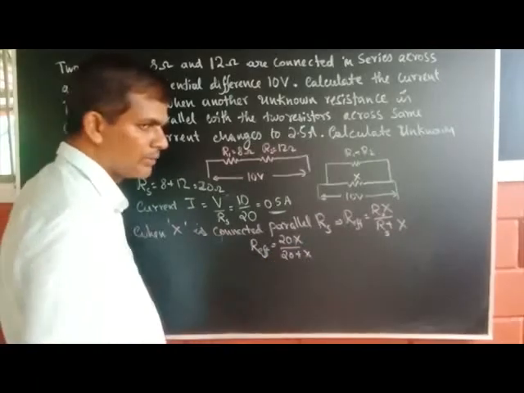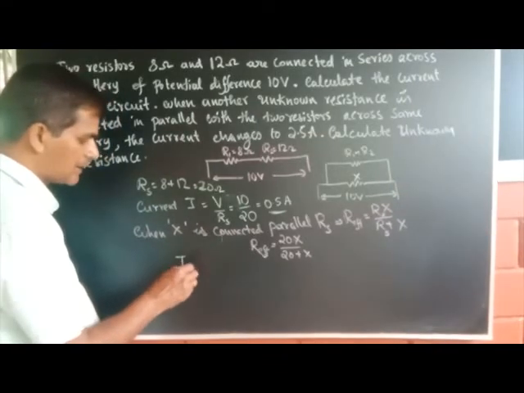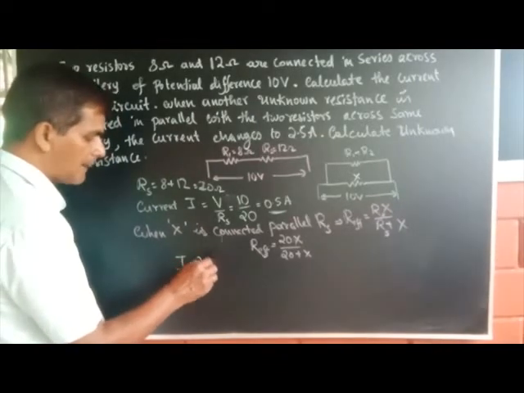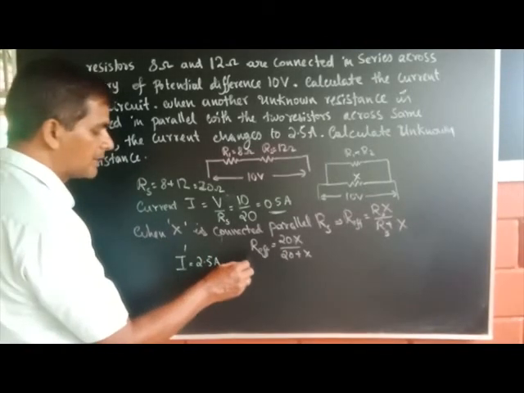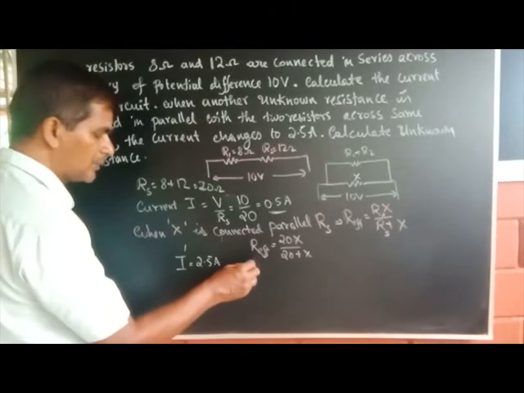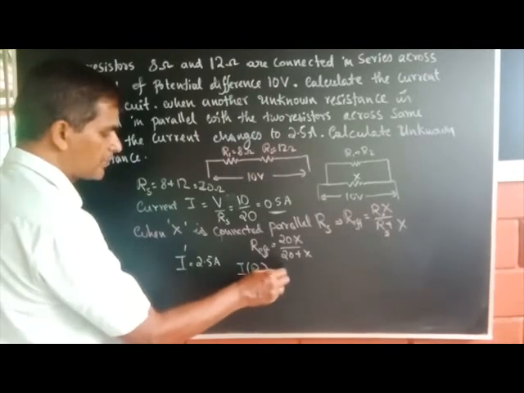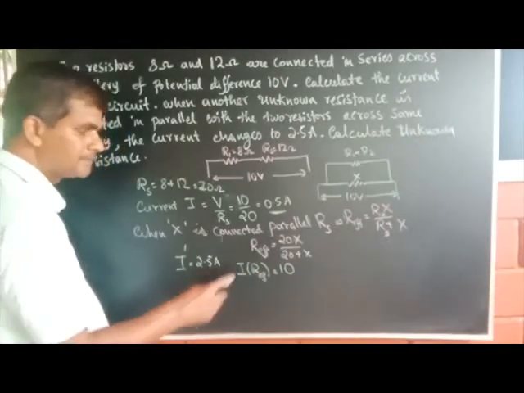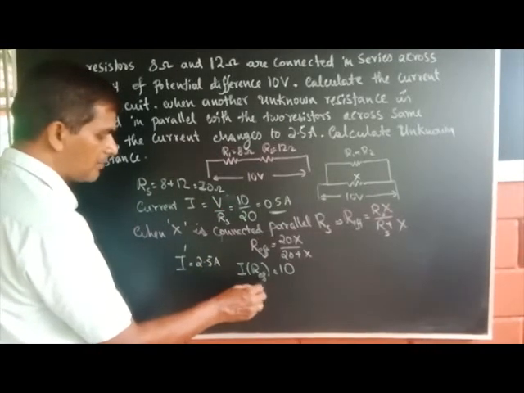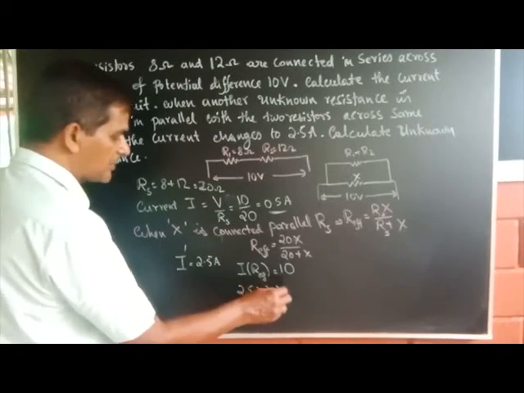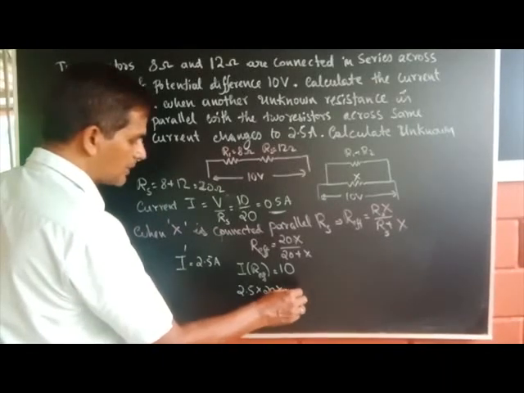But the X value I have to find out. There is another data given: the current. The current changes, I dash is given as 2.5 ampere. Then current into resistance is equal to the potential drop, and the potential drop is the same, 10 volt. So I can write 2.5 into 20X divided by 20 plus X is equal to 10.